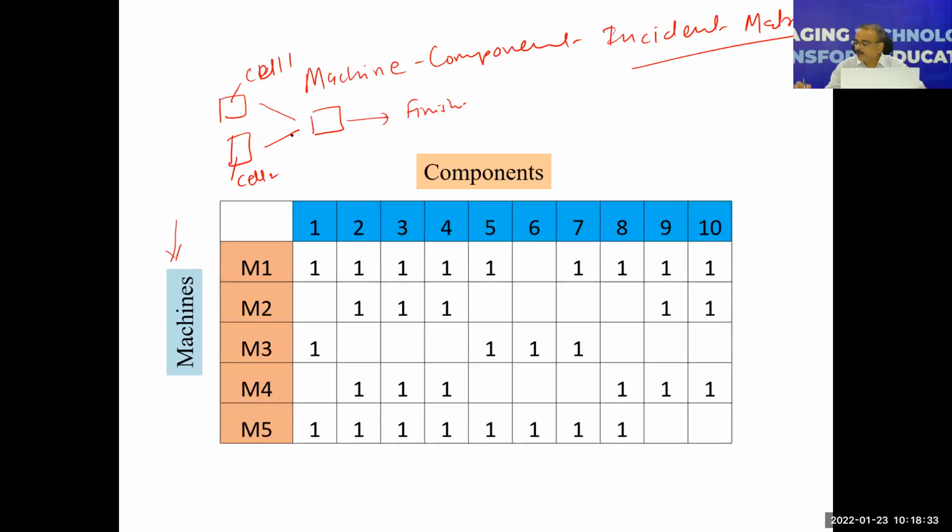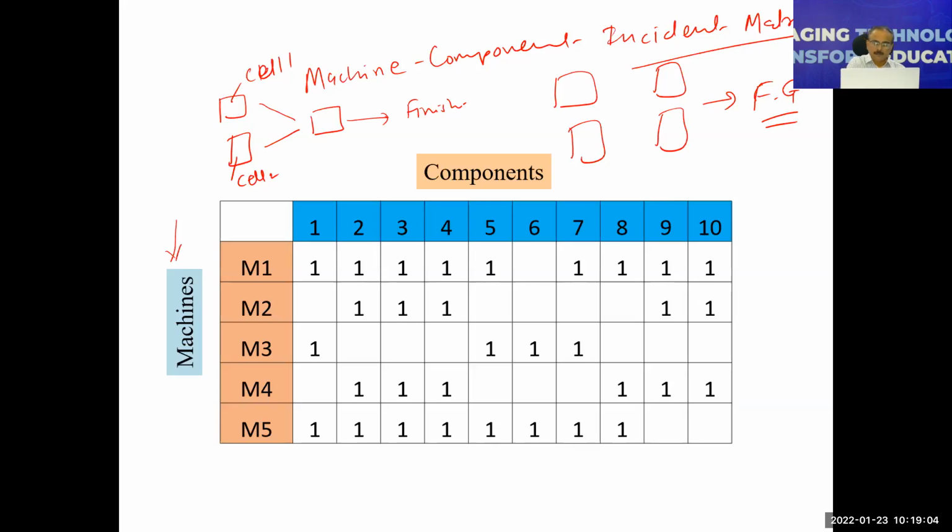Or it may happen that you have different cells, and based on the operations through these cells, the product may come out as finished goods. So it depends on the product, and on what kind of processing is required on that particular product. Depending on the processing operations and the characteristics that we can club to form a part family, you can form the different cells.